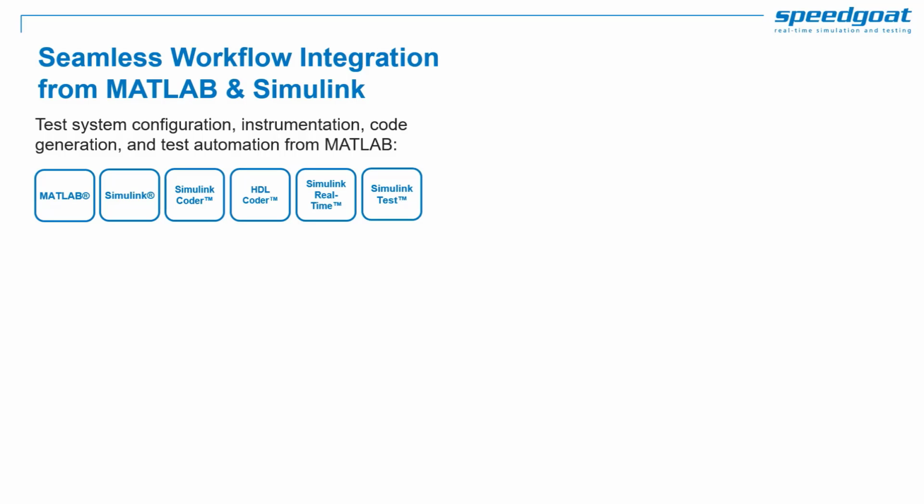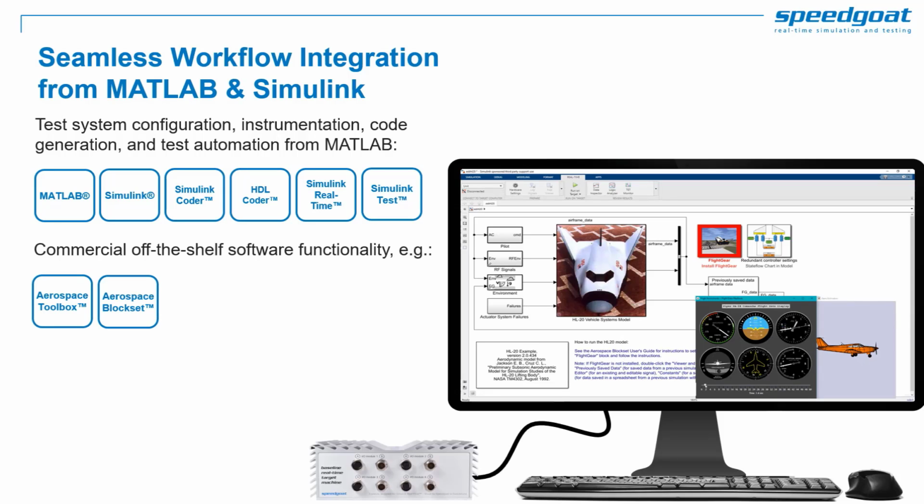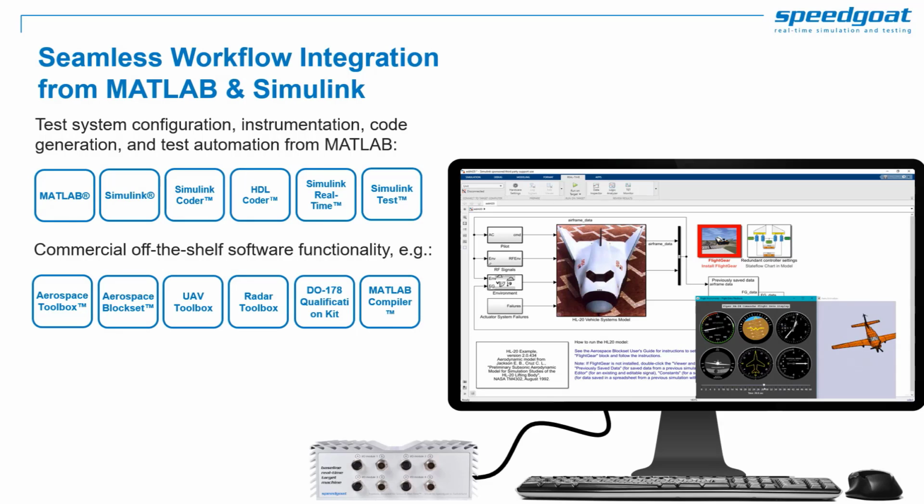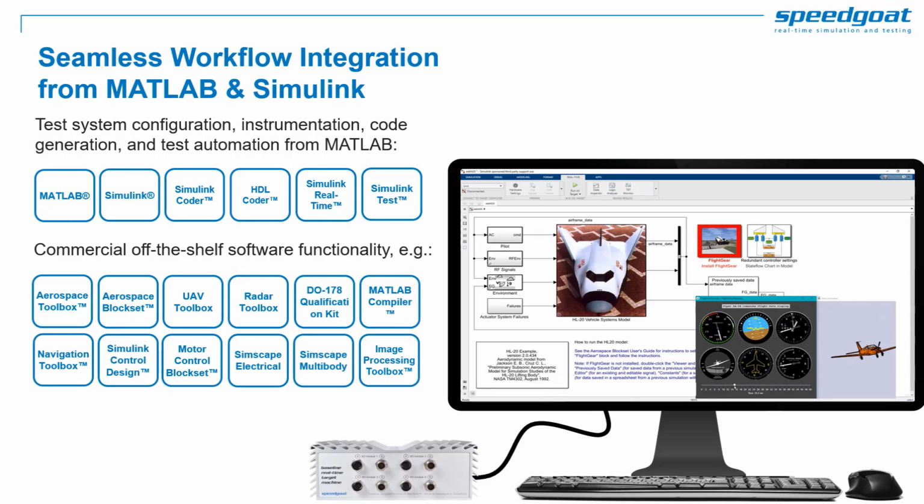Besides those powerful all-around tools, specific commercial off-the-shelf software functionalities are available, as for example the Aerospace Toolbox and the Aerospace Blockset. Further commercial off-the-shelf software functionalities, such as the UAV or the Radar Toolbox, are available. Leveraging this versatile variety of functionalities ensures to provide all of the tools required for your specific project and needs.